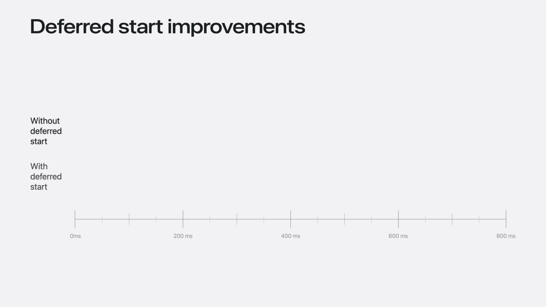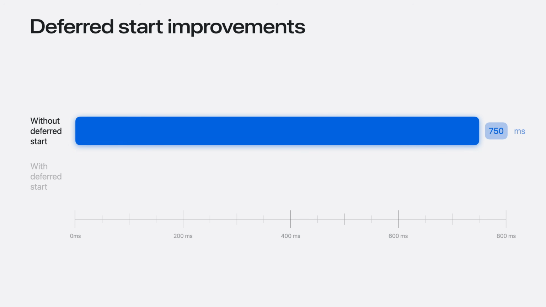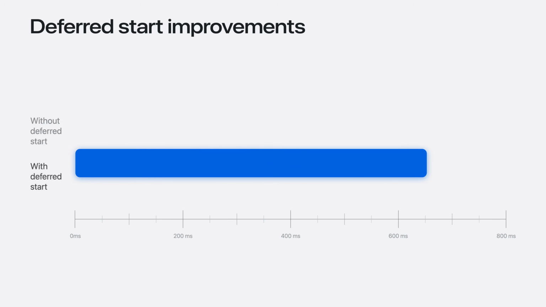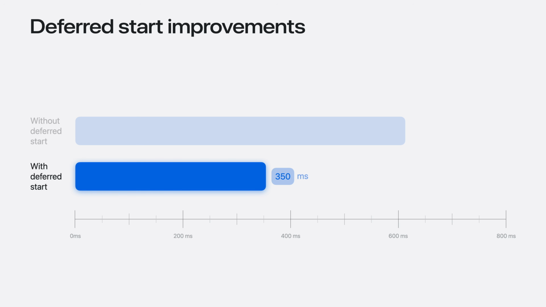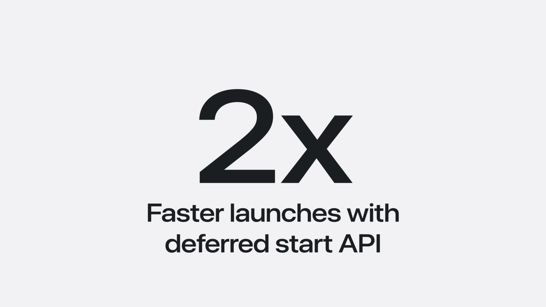I also timed the launch sequence on both phones. Without deferred start, the app launch was close to a second. With deferred start, launch is cut in half. That's a 2 times faster launch. This is a massive step forward in launch times. Preview is up and running faster than ever. For complex capture sessions, apps may see an even bigger improvement.